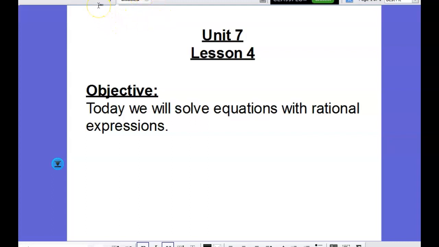All right, guys. So today we're gonna talk about solving. Okay, I can bring it down a little bit. All right, we're gonna talk about solving rational equations with rational expressions in them.